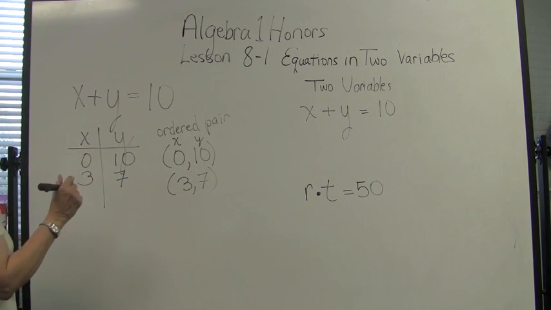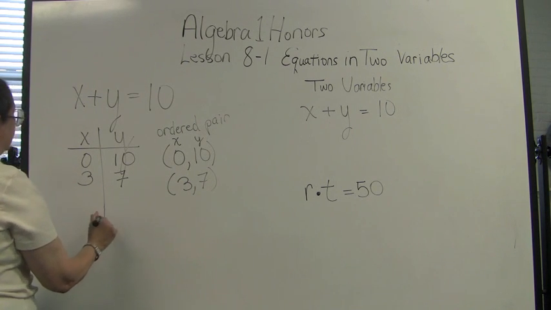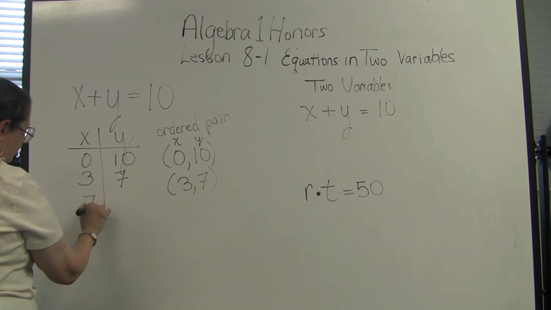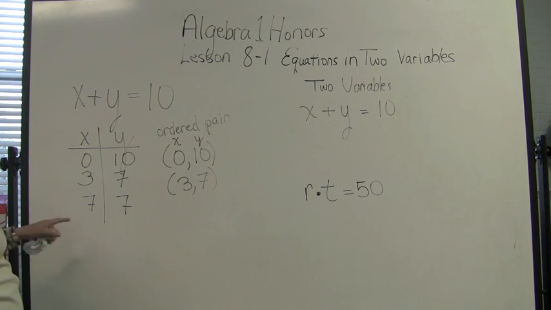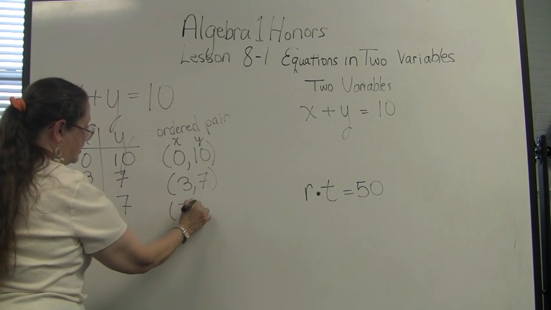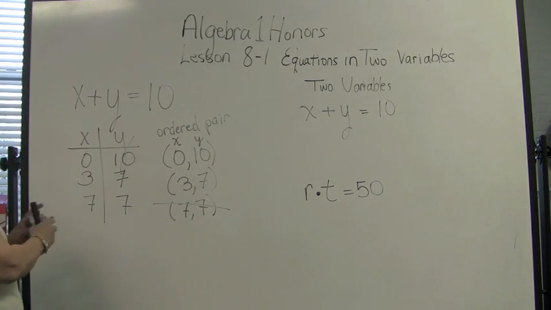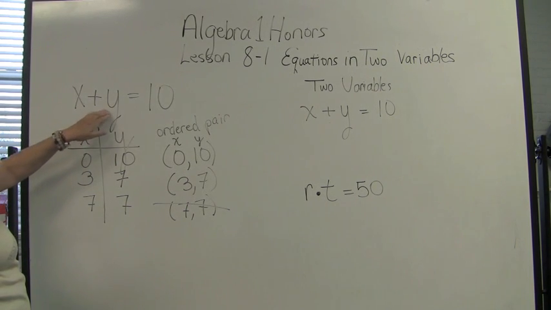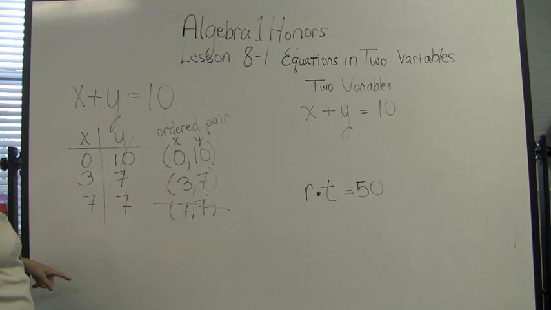Now, what if we tried, let's say, 7, 7. That's an example of an ordered pair that does not satisfy our equation, because if we put a 7 in here and a 7 in here, we would get 14, not 10.